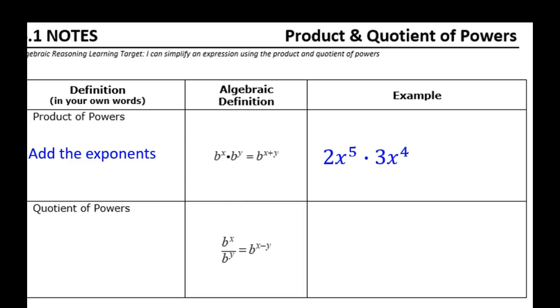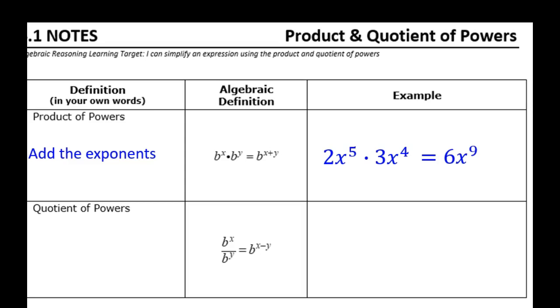The coefficients are 2 and 3, so those are going to be normally multiplied. 2 times 3 is 6, but the powers, the exponents, we're going to add. So x to the 5th and x to the 4th, we add 5 plus 4 to get 9. So it should be 2 times 3 is 6, 5 plus 4 is 9.